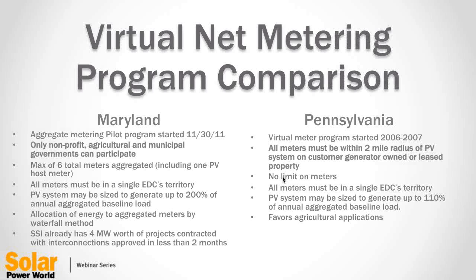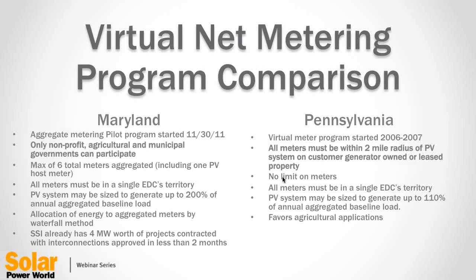Of course, they have to be in the same EDC territory as I stated earlier, which is a pretty common requirement. But what's interesting here is that this really favors agricultural type applications, whereas in the Maryland program there's no limit on the distance from the array to the meters, so municipalities and schools can really take advantage of it because you could have an entire county's worth of schools taking energy from a large centralized PV system where the county may have land, which often is the case at wastewater treatment facilities or other government-owned lands. But in the Pennsylvania case, it has to be within a 2-mile radius, so it really needs to be loads that are essentially surrounding the PV system.